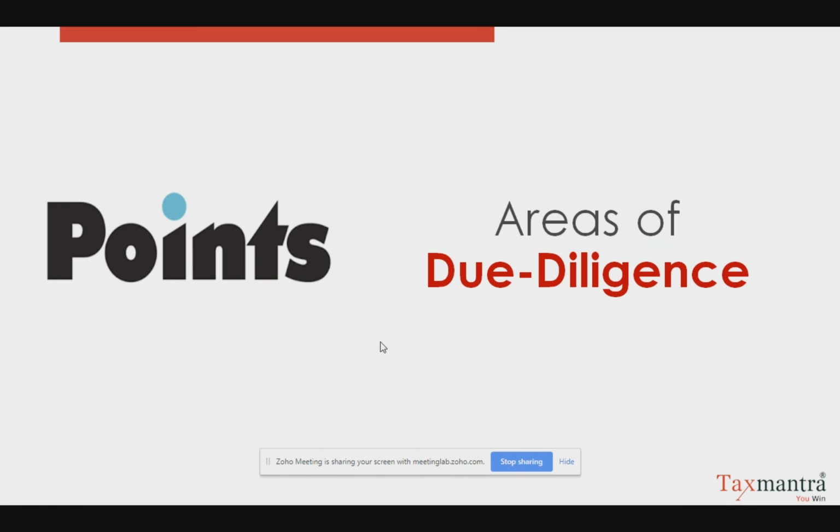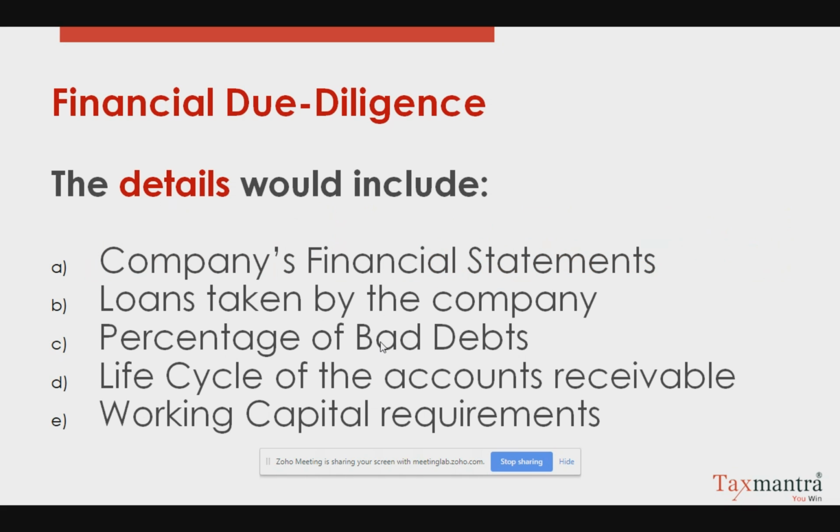The first and the foremost thing which almost every investor, every acquiring company undertakes is the financial due diligence. So what is financial due diligence? What is covered in this financial due diligence? The details would include the company's financial statements. The acquirer or the investor usually asks for these details. These include quarterly, half yearly, annual financial statements, everything.